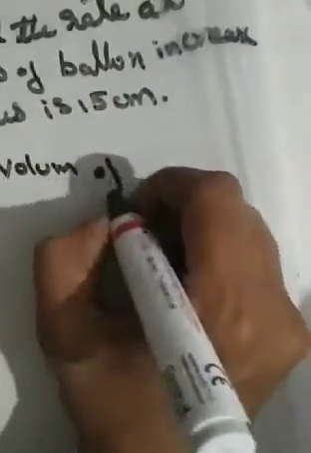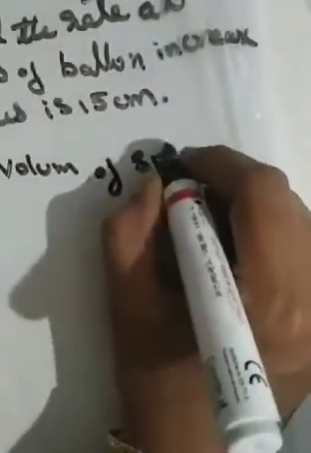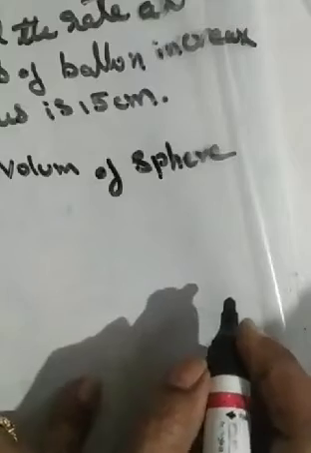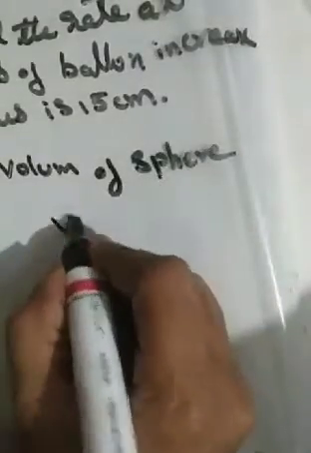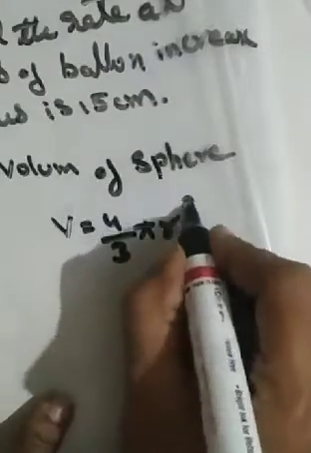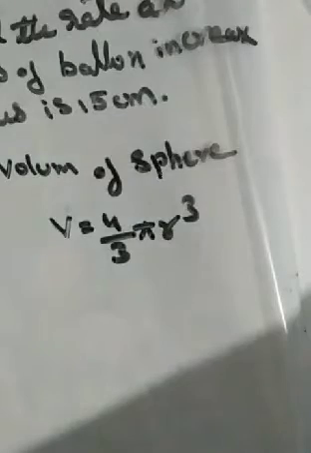Next, what is the volume of the sphere? We have to calculate the volume of the sphere. Volume of spherical, we use sphere. Hold the formula sheet and look. What is the formula? V is equal to 4 by 3 pi r cube.